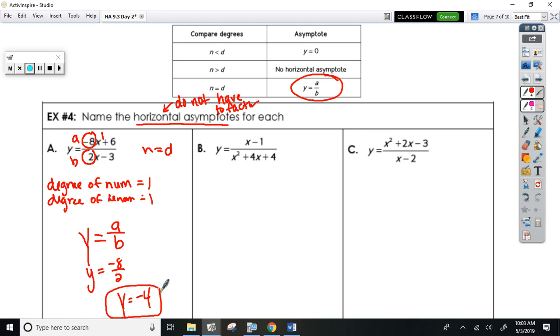All right, and the next one, what's the degree of the numerator? 1. What's the degree of the denominator? 2. So the numerator is less than the denominator. It will always be at y equals 0.